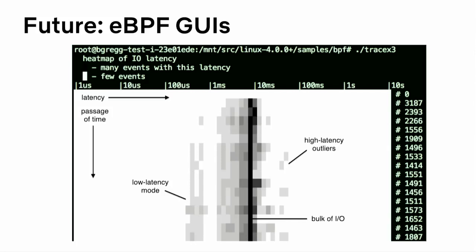So there's an example from Linux when we were developing this, which has a latency heat map. So I can identify multimodal latency and outliers, and that's based on eBPF. It's efficient.